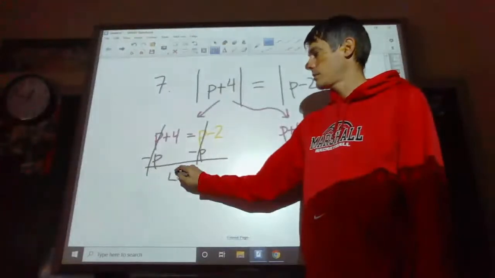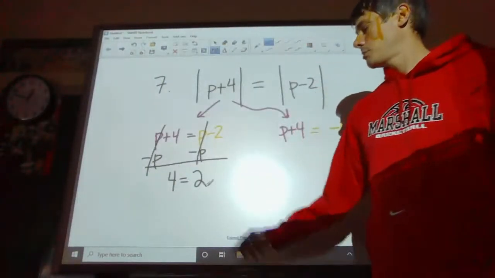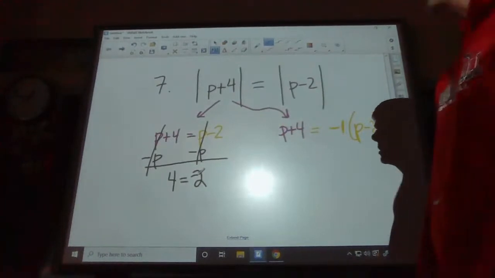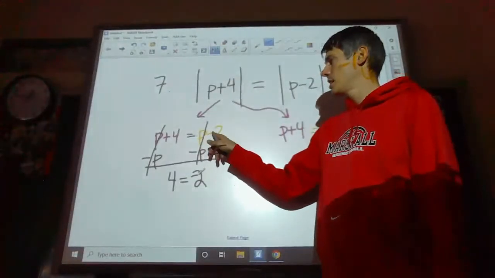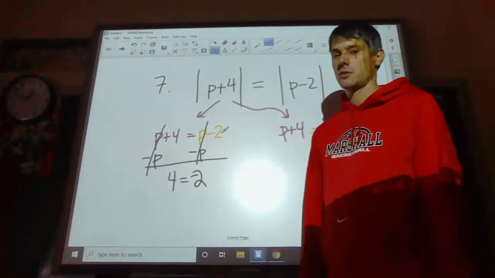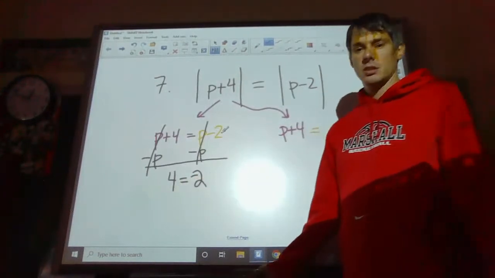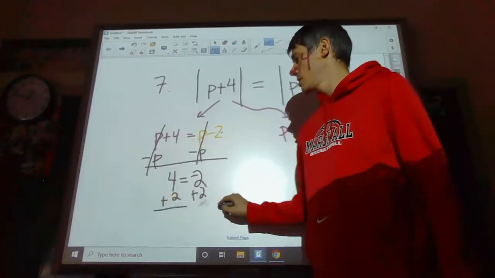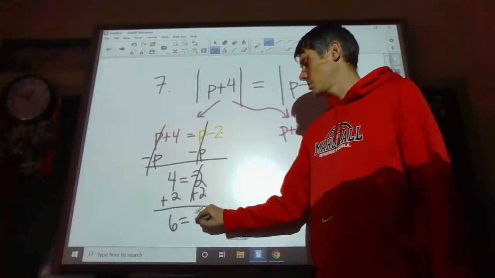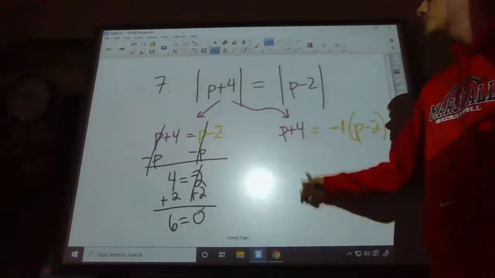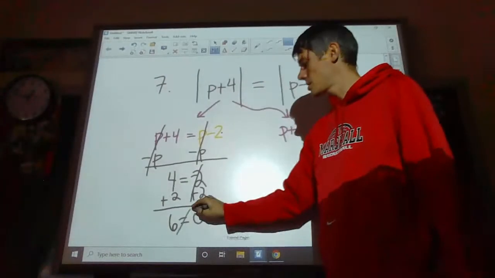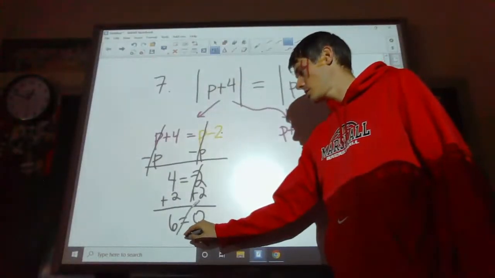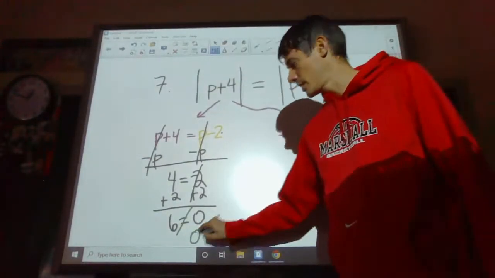Uh-oh. How can I solve it for P if all my P variables are gone? And what I'm left with is this. 4 equals -2, because 0 minus 2 is -2. Does 4 equal -2? No way. I mean, if you wanted to keep going, you could technically maybe even do this and do +2 and +2 and get 6 equals 0. But is that a true statement? No way, Jose, this is not true. So this side is no solution. There's no solution over here.